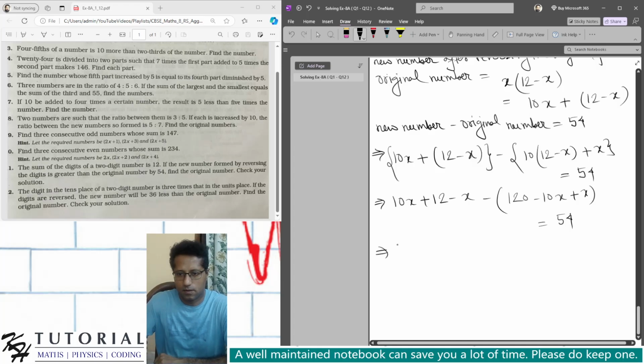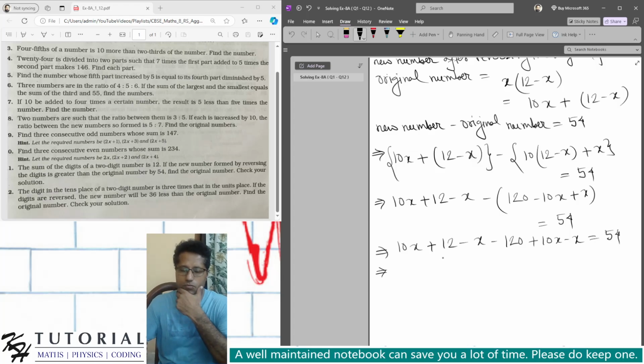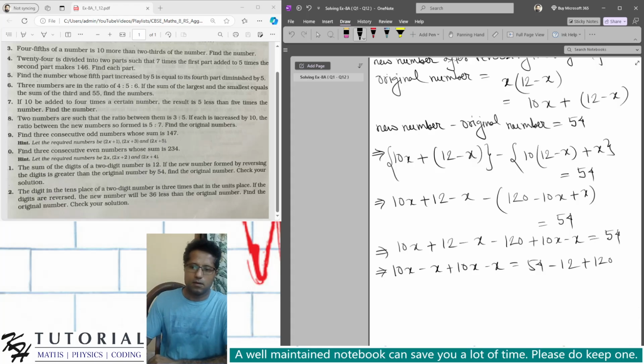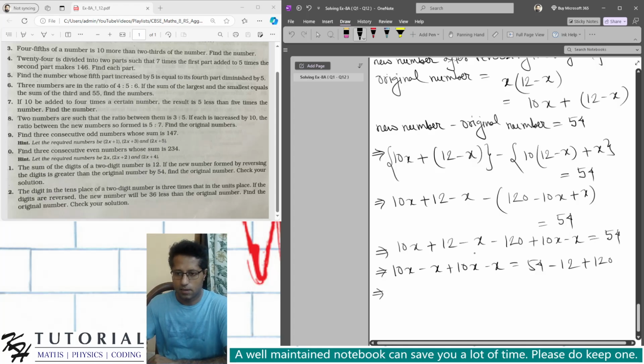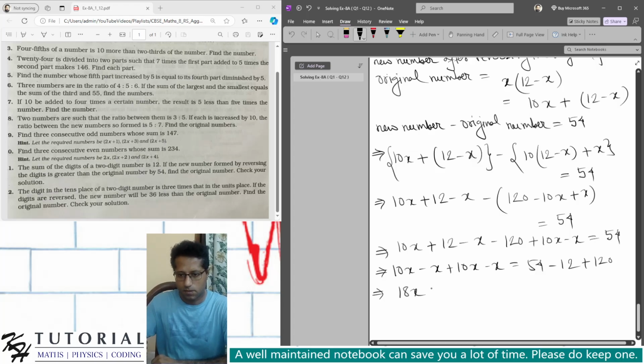After further simplification, if I just open the bracket on the LHS, I get 10x plus 12 minus x minus 120 plus 10x minus x is equal to 54. Now, using transposition, I will keep all the variables on the left hand side and all the constants on the right hand side, and we get 10x minus x plus 10x minus x is equal to 54 minus 12 plus 120. After further simplification, the LHS becomes 20x minus 2x, that is 18x, is equal to 54 minus 12 plus 120.